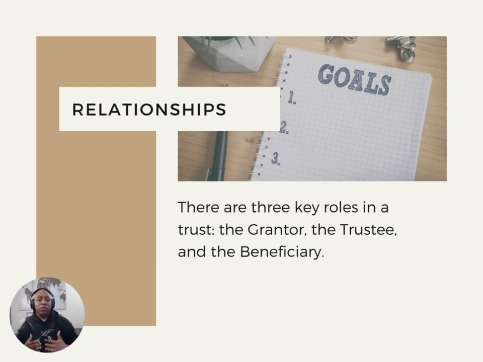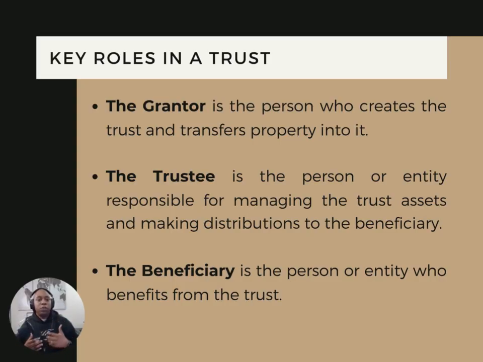So the relationships of a trust, there are three key roles in a trust. You have a grantor, you have a trustee, and then you have a beneficiary. Also note that a grantor is also known as a trustor. So the grantor is the person who creates the trust and then transfers the property. So that's you if you're purchasing a trust, or it could be your family estate. If you're trying to purchase something that is for your whole family, then you do that under a trust.